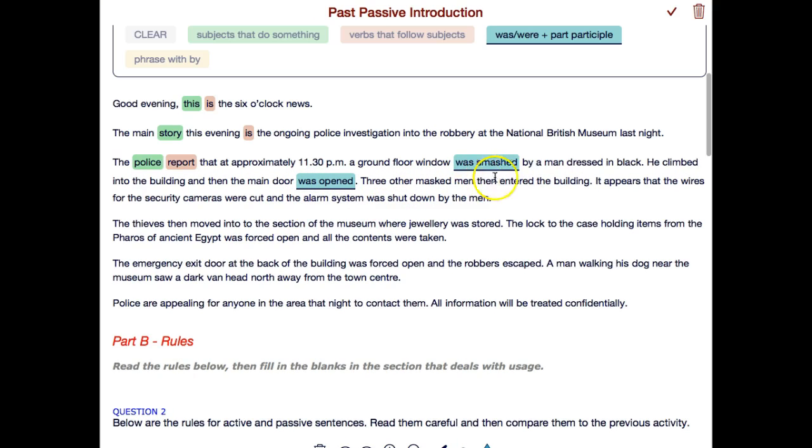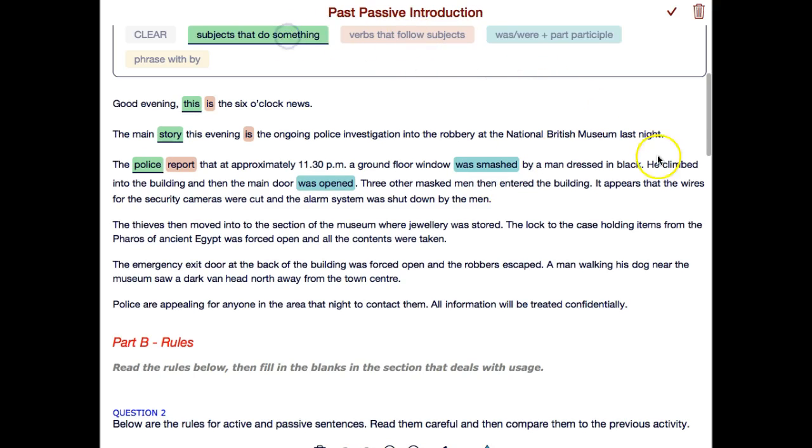Was opened. Now, if you look at this, he climbed. That's an active sentence, okay? Because it's very clear about who is doing the action and the action. Okay, the main door was open. One way to check to see if the passive is needed or is being used is to ask questions. So we've got the door here. Obviously, that's the door was open. Did the door do the opening? No, of course not. Someone else opened the door.